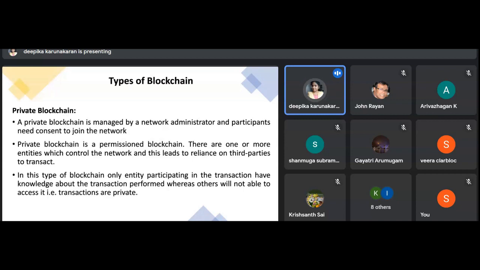The next one will be private blockchain. A private blockchain is managed by a set of administrators. If any node needs to join that particular network, it will need the consent of the network administrator. It is a permissioned blockchain, and here only the participating entity will have the information about the transaction. Unlike a public blockchain, where anyone can read, write, or every person in the network has access, in a private blockchain only those doing the transaction or mining the blocks have access to view the transactions, which means the transactions here are very much private.